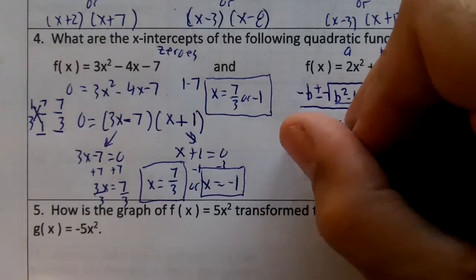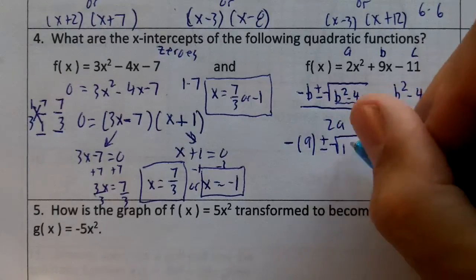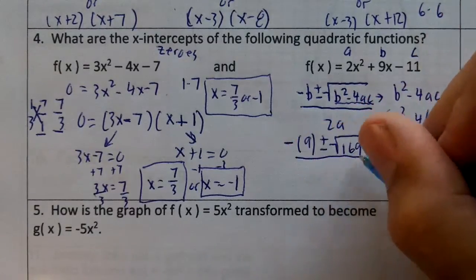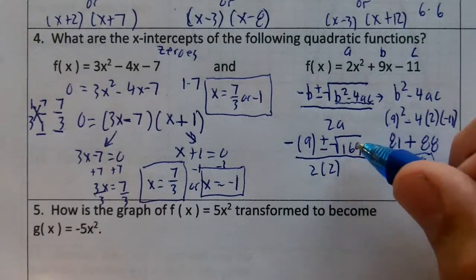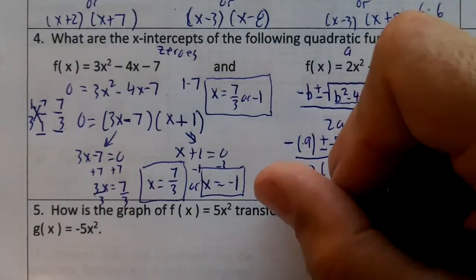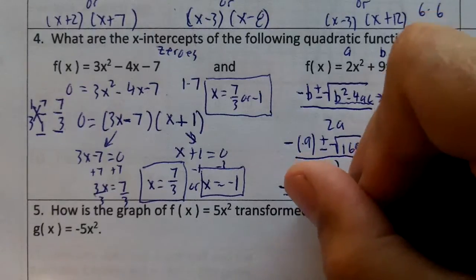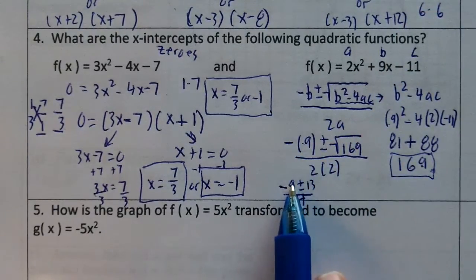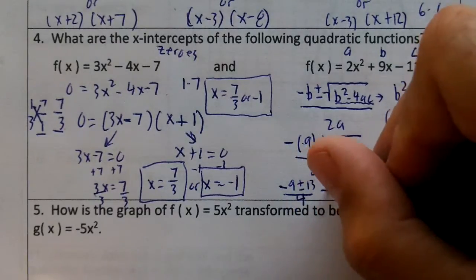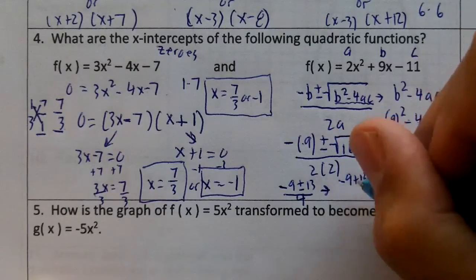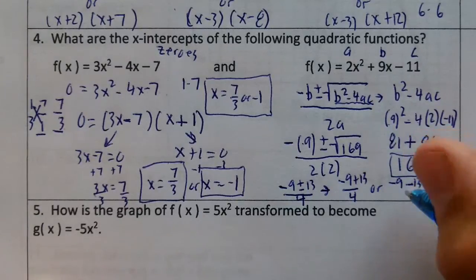So I'm going to go down here, write my negative, parentheses, b is 9, plus or minus the square root of 169, all over 2 times, and a is 2, isn't it? Okay, the square root of 169 is 13. This is going to be negative 9 plus or minus 13, all over 2 times 2 is 4. Now then, this is going to turn into negative 9 plus 13 divided by 4, or negative 9 minus 13 divided by 4.